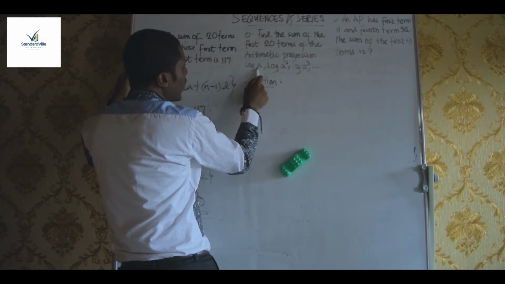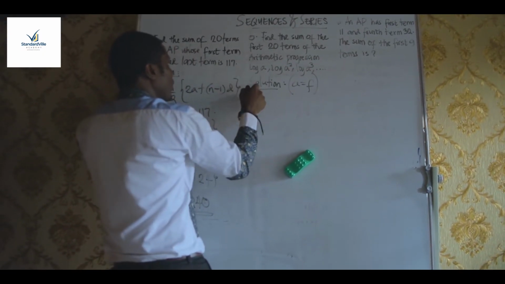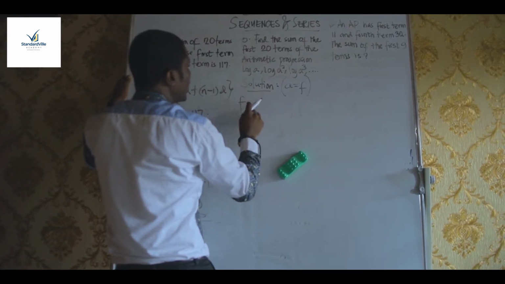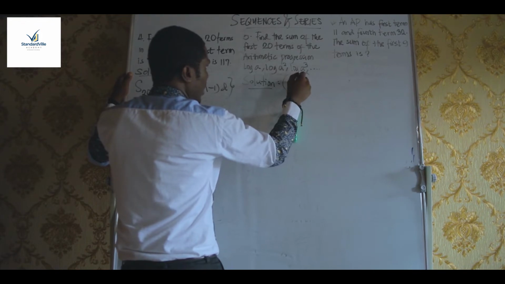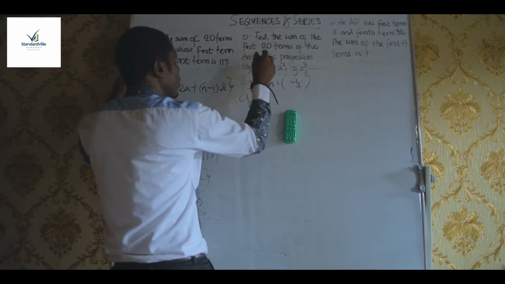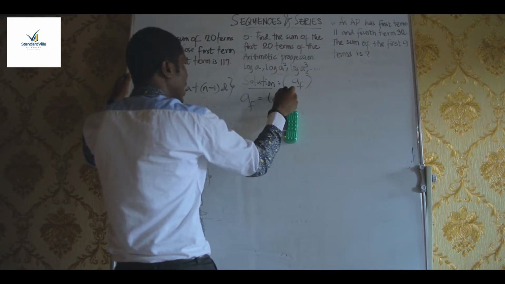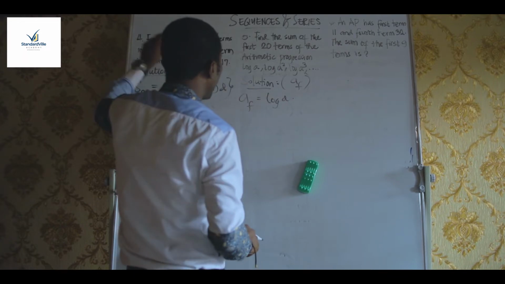Because I'm seeing log A squared, log A cubed, permit me for this question to say, let A, which is the first term, become F. Let me use F for first term, and D still remains D. So let's use A subscript F to denote the first term. A subscript F is equal to log A.